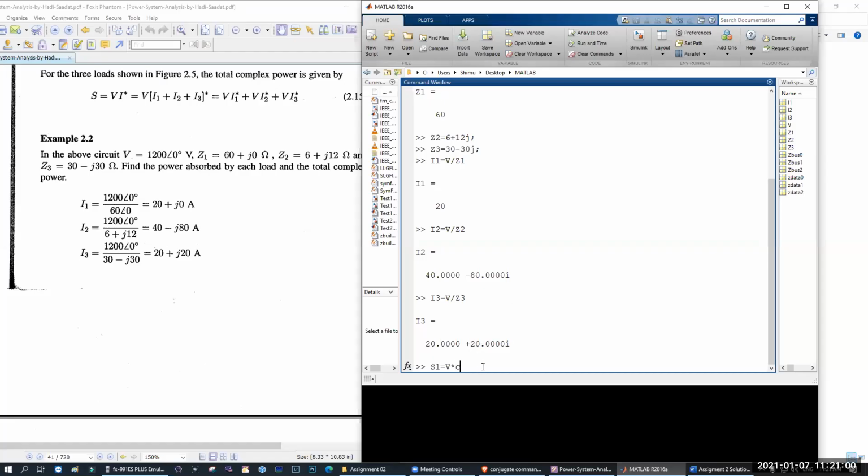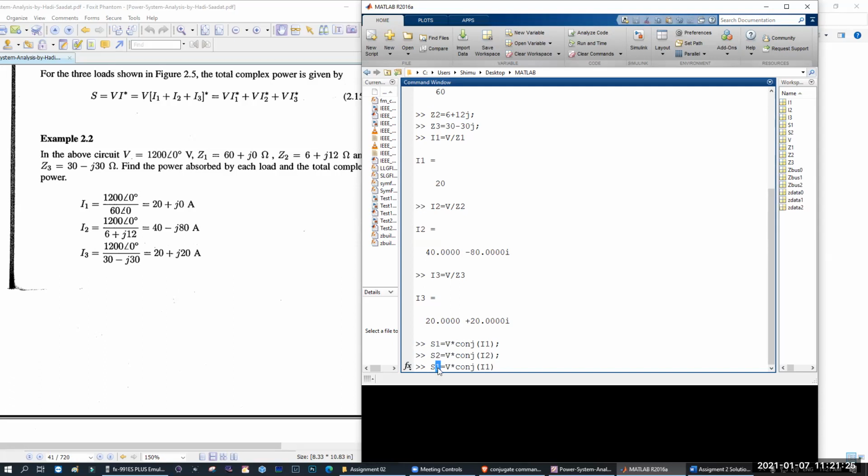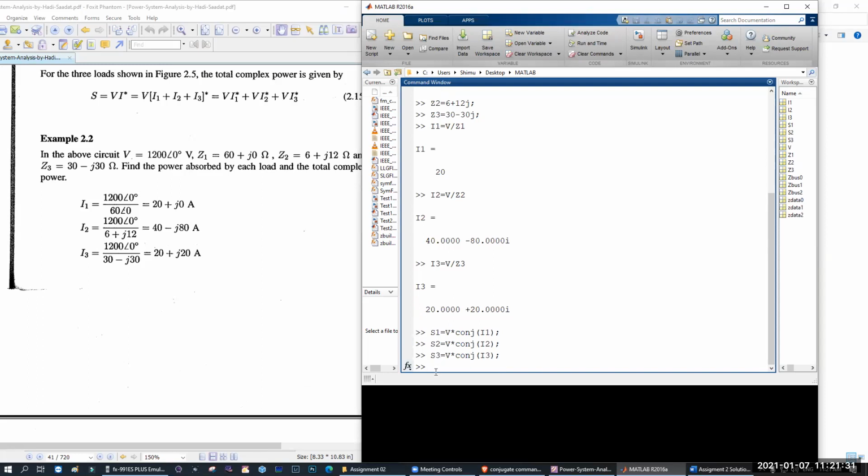Conjugate command is conj bracket, which one? I1, right? Because S1 is also I1. I'm going to give semicolon. I do not want to see the result. Copy, paste. This will be S2. This will be I2, semicolon. This will be S3. This will be I3, semicolon. So your S1, S2, S3 is done. So your S is equal to S1 plus S2 plus S3. This is your final result.